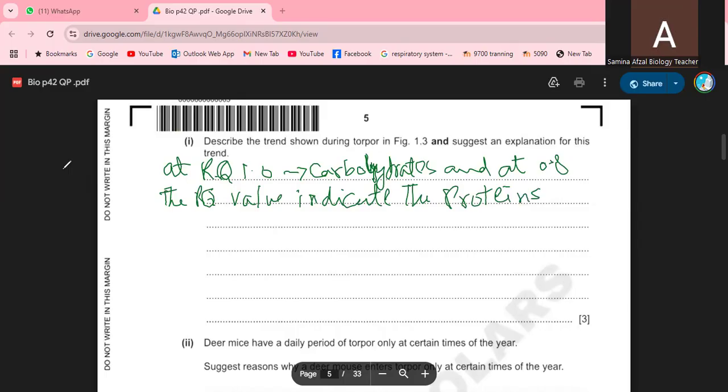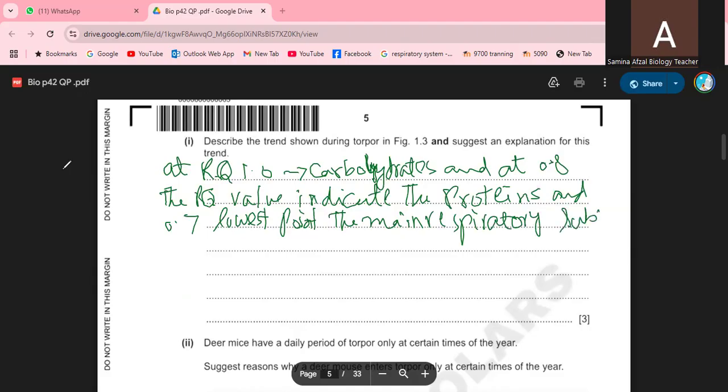and at 0.7 level, the lowest point, it shows the main respiratory substrate is lipids, because its activity is zero; you can say it is inactive during this period.